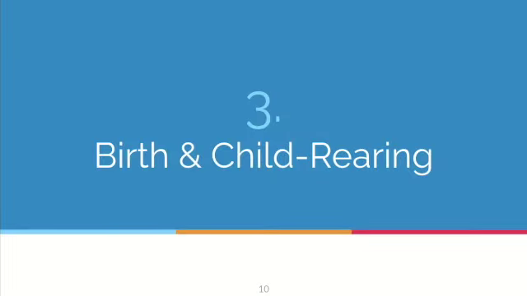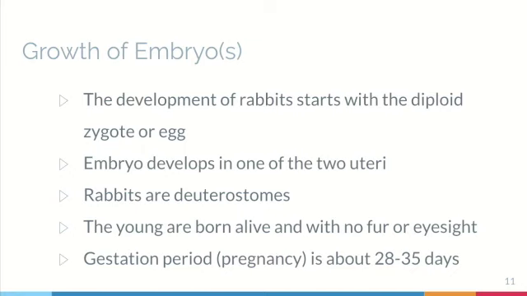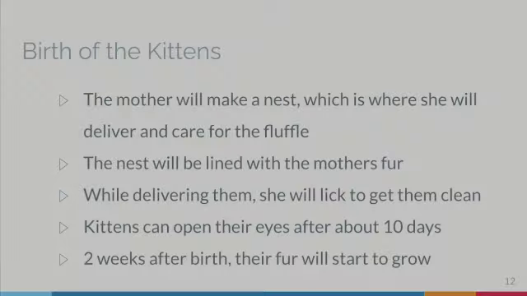Birth and child rearing. Growth of the embryo. The development of rabbits starts with the diploid zygote, or egg. The embryo develops in one of the 2 uteri because rabbits do have 2. Rabbits are deuterostomes, which means that they develop from their anus first as opposed to their mouth. The young are born alive and with no fur or eyesight. The gestation period, or the pregnancy term, is about 28 to 35 days.